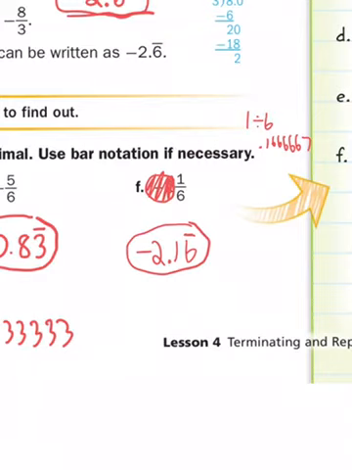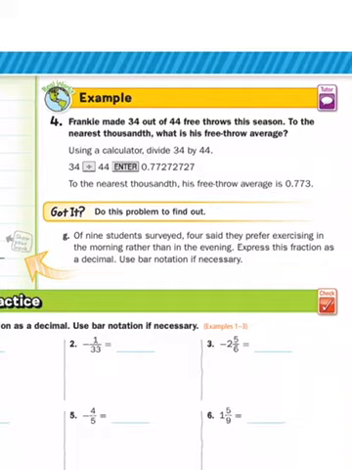On to example 4, and then you'll do problem G. In example 4, we're just going to show you a real-life problem. It says Frankie made 33 out of 44 free throws this season. To the nearest thousandth, what is his free throw average? Now notice that here you're not going to write this as a repeater. It says to the nearest thousandth.